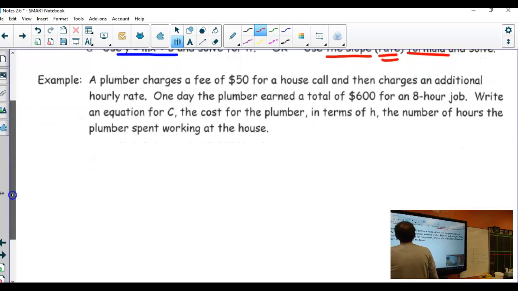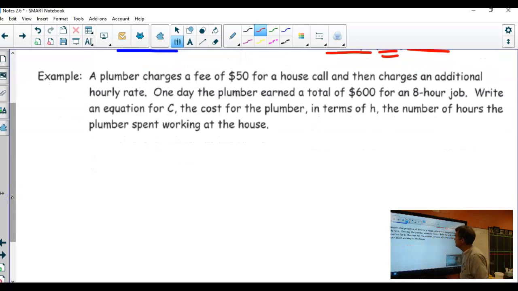All right, so I got this plumber who charges a fee of $50 for a house call. Just to show up, he charges $50. And then he charges an additional hourly rate, but I don't know what the rate is. One day the plumber earned a total of $600 for an 8-hour job. All right, that's like knowing a random ordered pair, right?